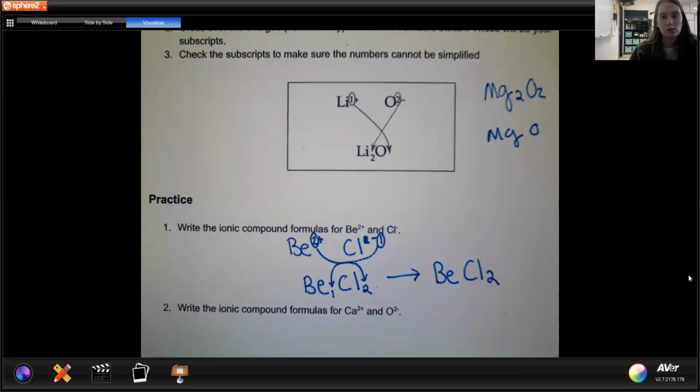So later on, we'll maybe explain why we have to have 2 chlorines to match with 1 beryllium, but mostly it has to do with balance. So the chlorine to balance the beryllium needs an extra one.